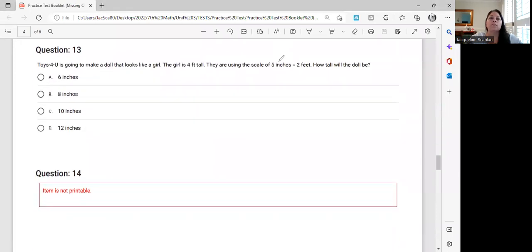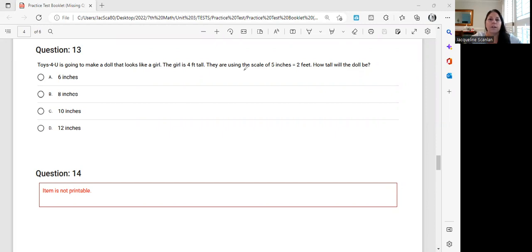Question 13, Toys for You is going to make a doll that looks like a girl. The girl is 4 feet tall. They are using the scale of 5 inches is equal to 2 feet. How tall will the doll be?